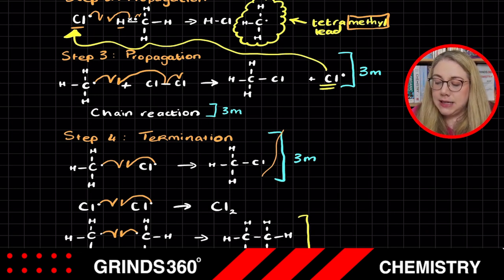Now, if you're asked in the exam, what would you add to speed up the reaction? You need to look at the hydrocarbon from step 2 of the mechanism and then put that hydrocarbon lead into your exam paper.